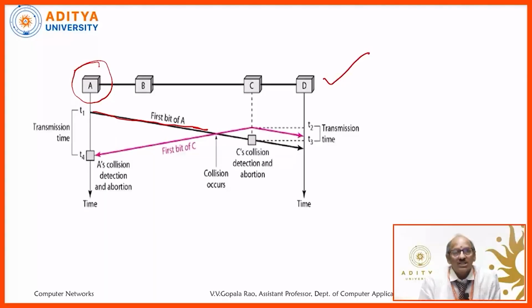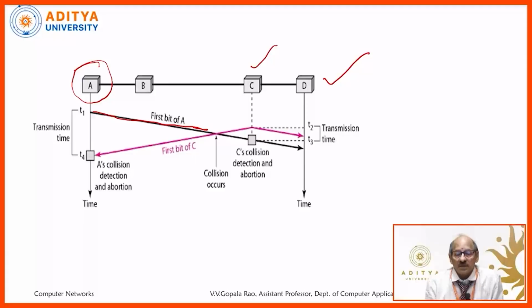Let us say D is the destination. Let us imagine like that. Then once A is releasing its data, once it is releasing the first bit of A, and it is crossing C before reaching D, C also has some data to transmit. Once it is sensing the channel, it notices that it is idle.